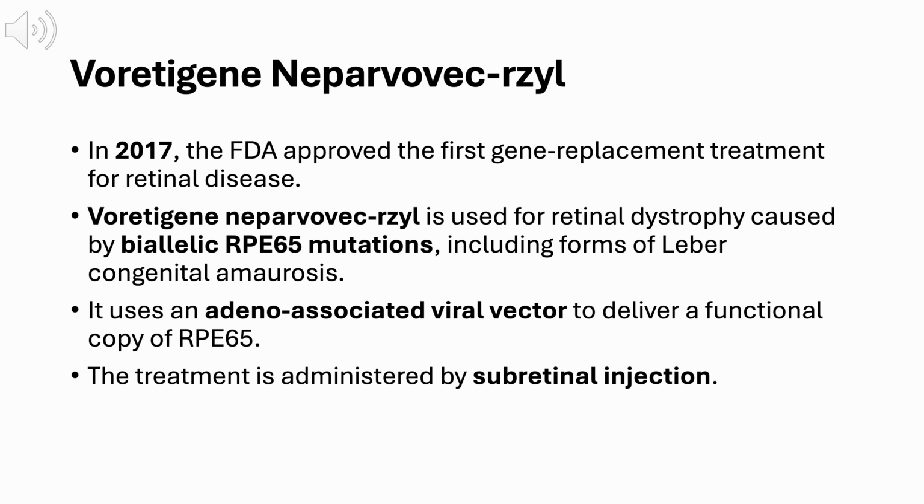The landmark example is Voratine Nepervovax RYZL. In 2017, the FDA approved it as the first gene replacement treatment for a retinal disease, a genuine milestone not just for ophthalmology, but for gene therapy as a whole. It's indicated for retinal dystrophy caused by biallelic RPE65 mutations, which includes certain forms of Leber congenital amaurosis, patients who carry 2 defective copies of the RPE65 gene and suffer severe early vision loss.